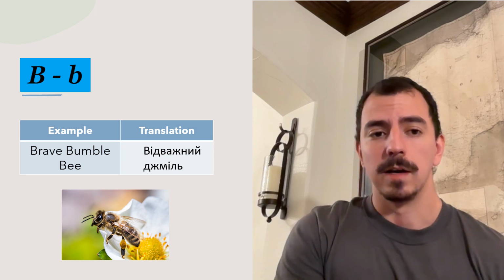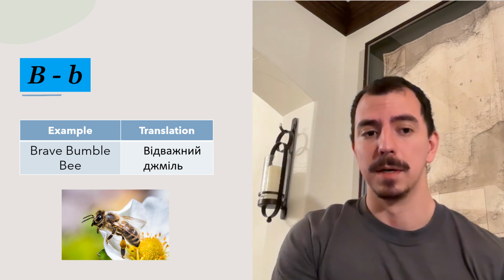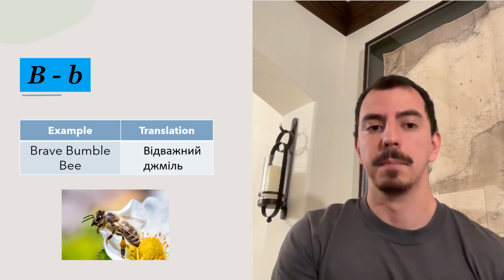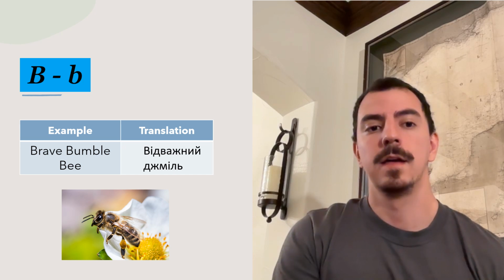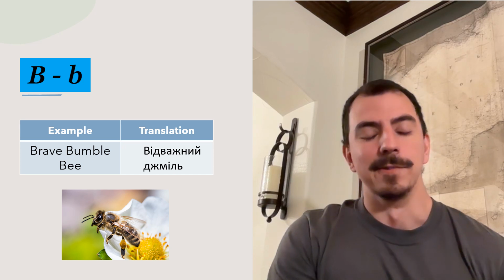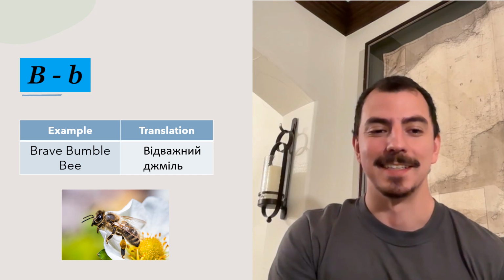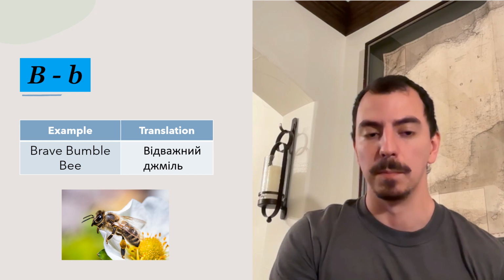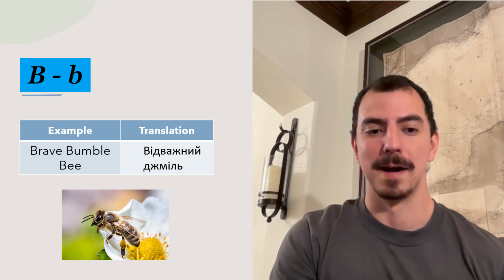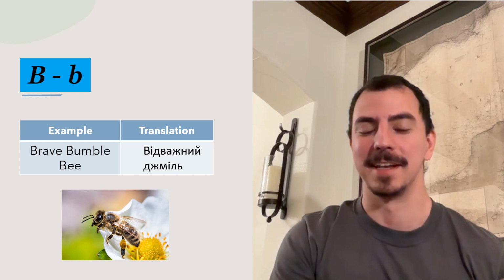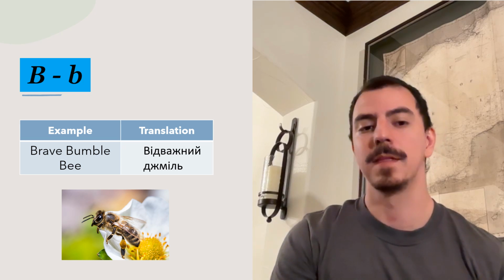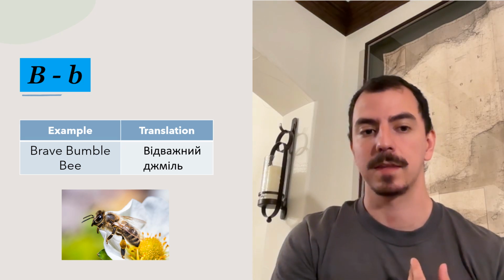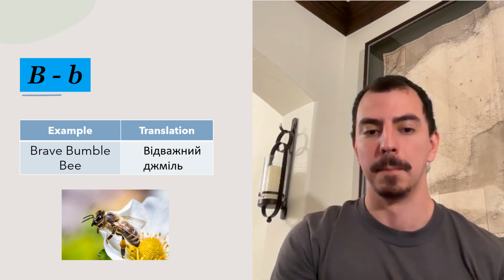The next letter is a little bit easier. B. It has one sound. An easy example here, or maybe not easy, is brave bumblebee. If you say it fast, it might be a little bit difficult to say, but if you practice saying brave bumblebee really fast, it'll be the B sound.